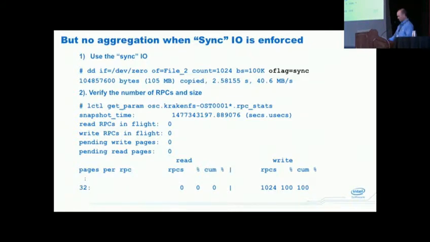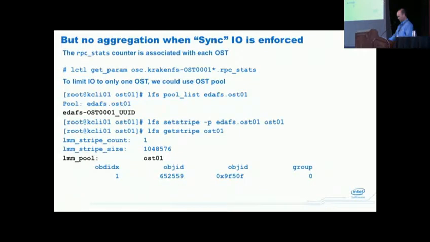So there's a couple of things I should tell you. The RPC stats are associated with an OST. So if you look at the get_param, you'll see it's in the OSC category in the proc files, and you get the file system name, and then it's an OST number. So you get RPCs going to each of the OSTs. And if you wanted all of them, you could just put a star there, wildcards. get_param and set_param will take wildcards.